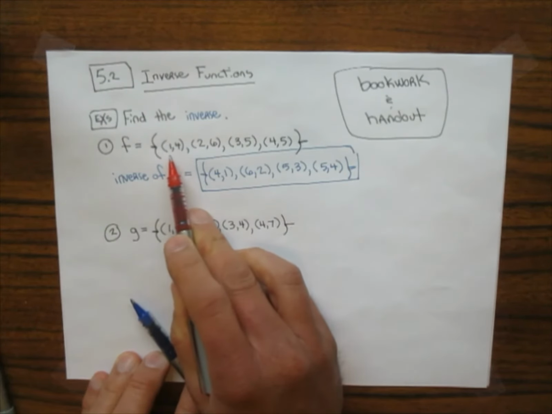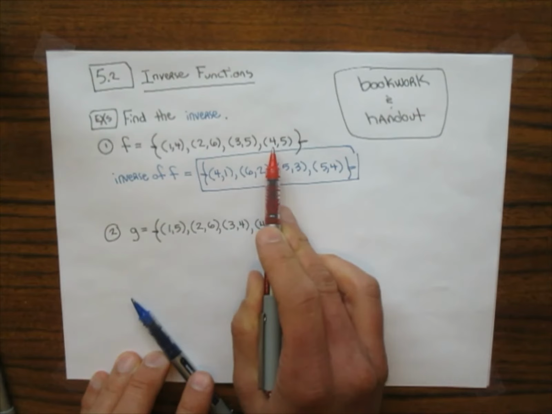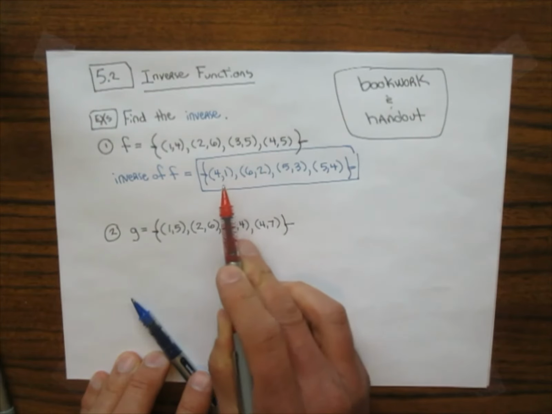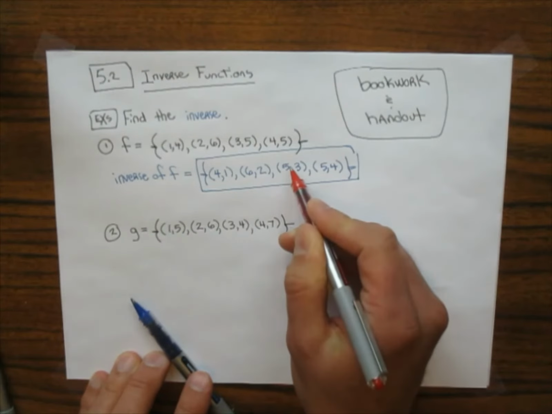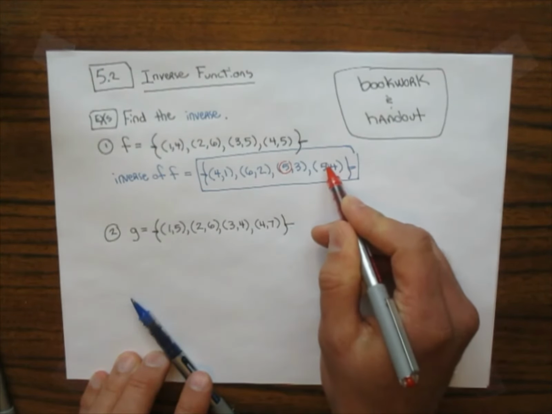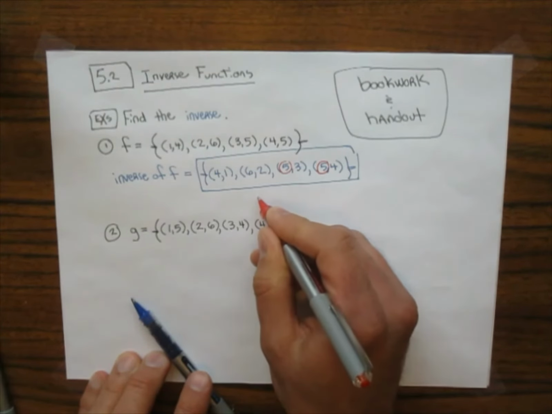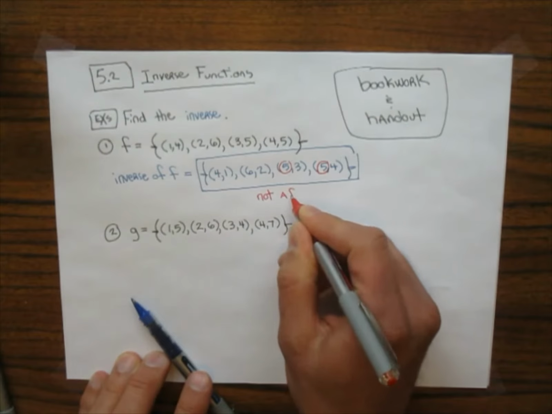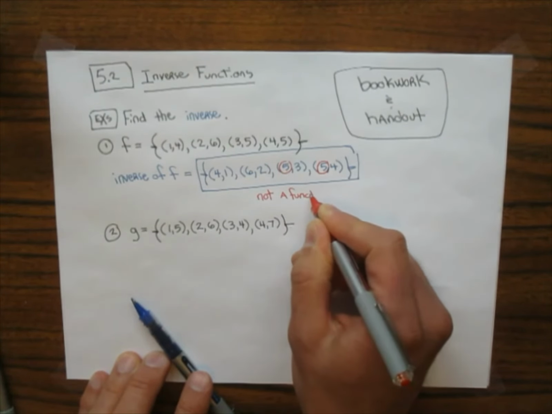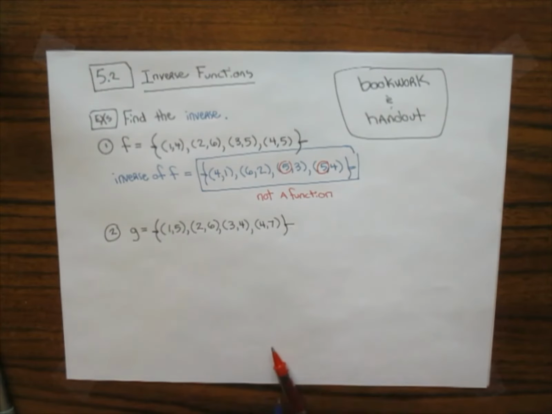So we had a function here, and you can tell it's a function because the first coordinates are all different. This one right here, if you look at the first coordinates, you got that and that, which means the inverse is not a function. So that is the deal.